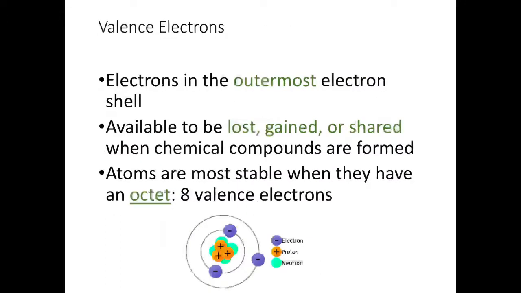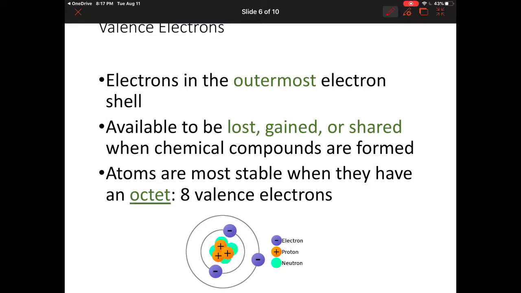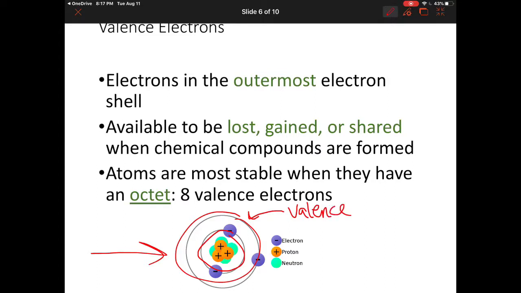All right, valence electrons are the electrons on the very outermost shell. So if you look down at this picture, there are two shells. Here's one shell, here's two shells. The outermost shell is called the valence shell, and the electrons on there are called the valence electrons. So this particular atom has one valence electron. Those valence electrons are the electrons that are able to do bonding. So atoms can gain, lose, or share those electrons to form compounds.